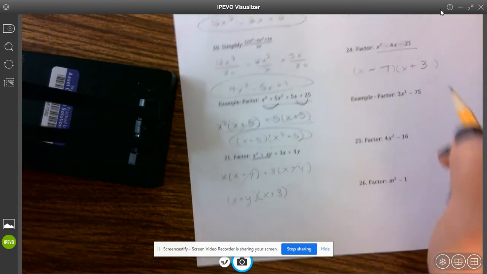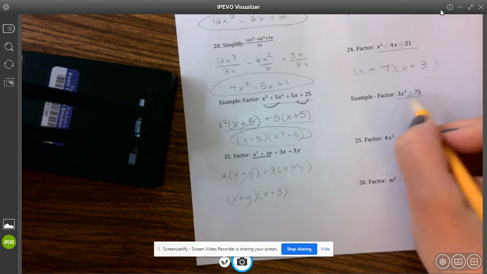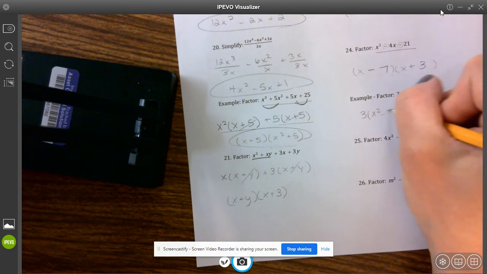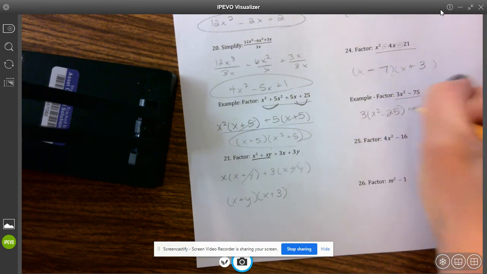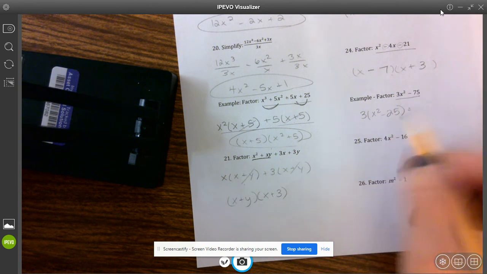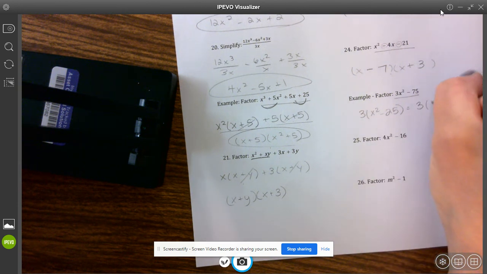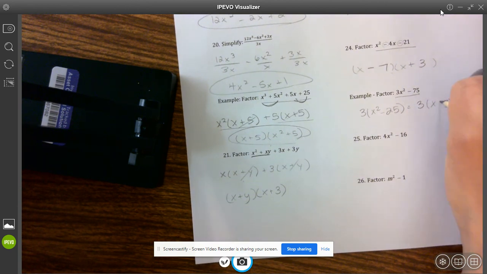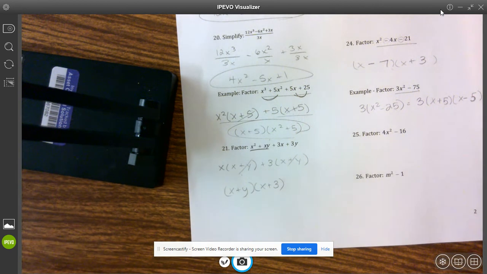And here, last one, factor. Oh, I see there's a GCF of 3. So take that out first before we keep factoring. Now I can still keep going. It's a difference of 2 perfect squares. Square root of 25 is 5. Since there's no middle term that got canceled out, one has to be positive, one has to be negative, or vice versa. It doesn't matter.